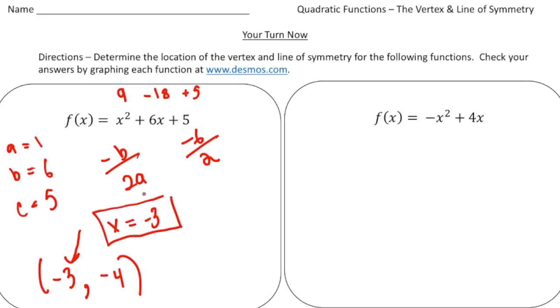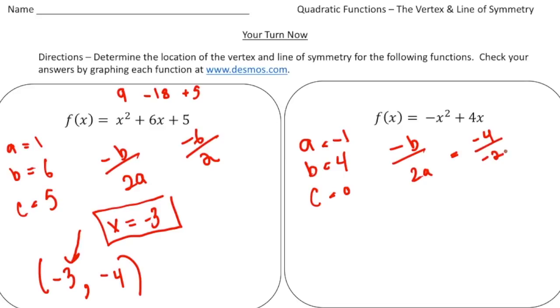Let's do one more. Here we have f of x equals negative x squared plus 4x. So in this case, we have an a value of negative 1, a b value of 4, and there's no c value, so let's call c 0. So again, to find the vertex, the x value is negative b over 2a. That's going to give us a negative 4 over a negative 2, which gives us a positive 2.